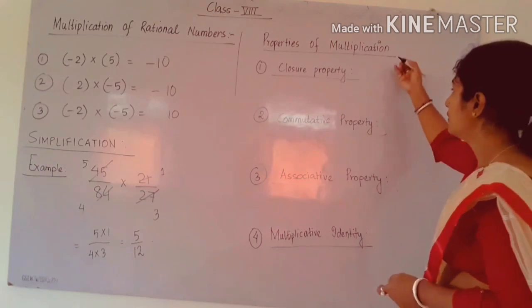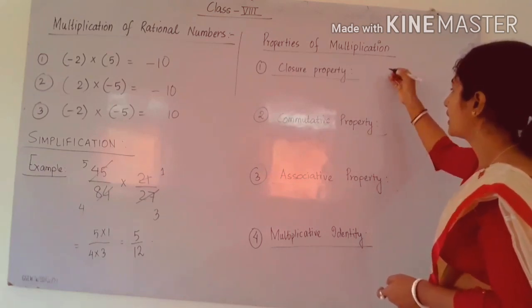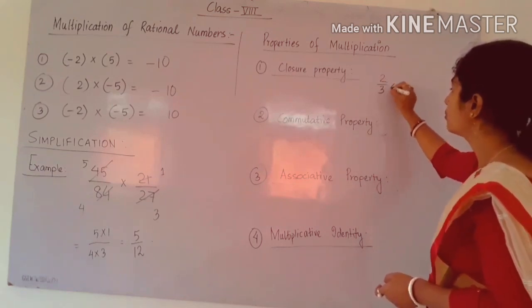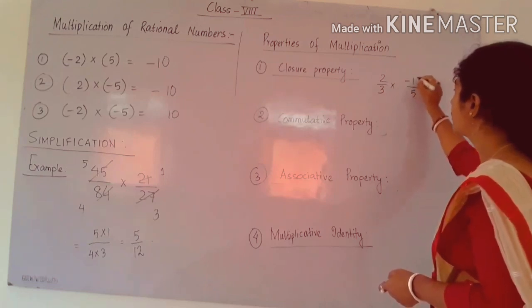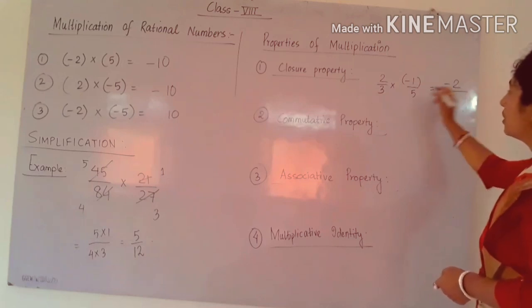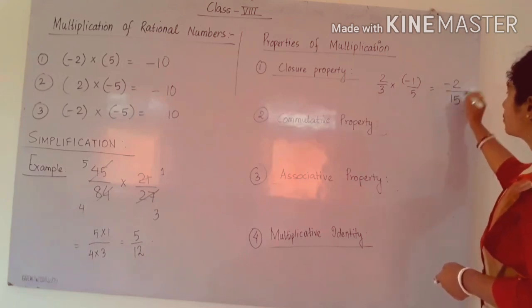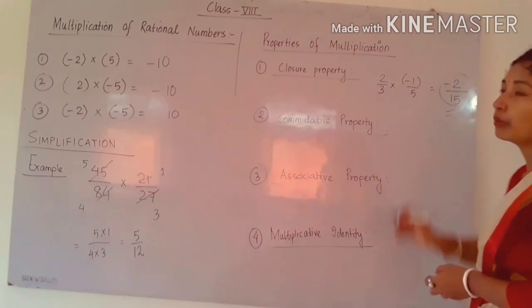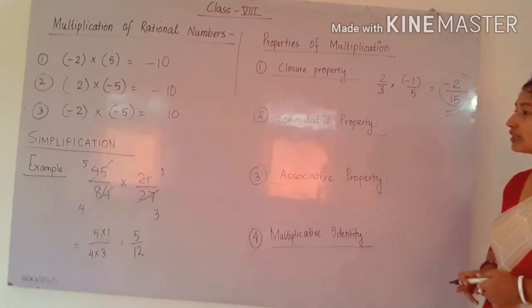So by taking any example, suppose 2 by 3 into minus 1 by 5. So it will be what? 2 into minus 1 will be minus 2 and 3 fives are 15. So this is again a rational number. So the closure property is satisfied.